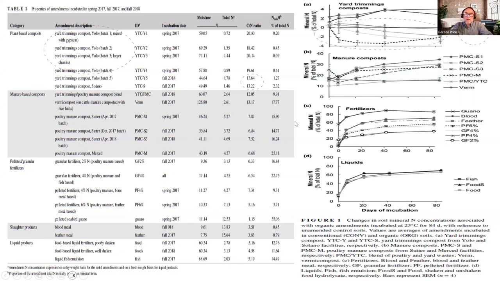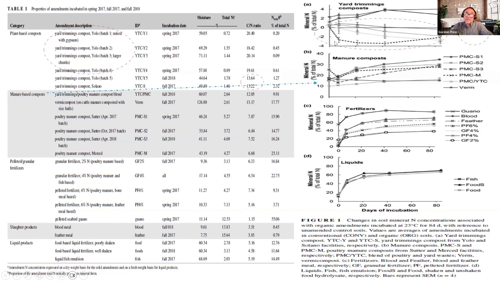So in the first table, I want to highlight the lower C to N ratio, somewhere around 13, of the YOLO batch 5 and the Solano compost. These are yard trimmings composts that are mixed with different materials, different sizes, relative to the slightly higher C to N ratios of batches 1 through 4. You can see in the figure at the very top, 1, 2, 3, 4 have very different dynamics, but most of them illustrate some form of immobilization, whereas the lower C to N ratio trimmings, batch 5 and Solano, highlight more of a mineralization of nitrogen.